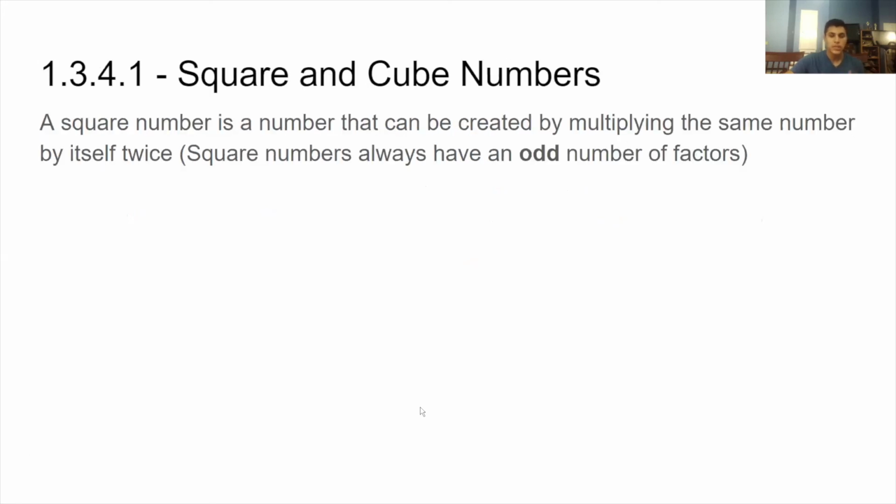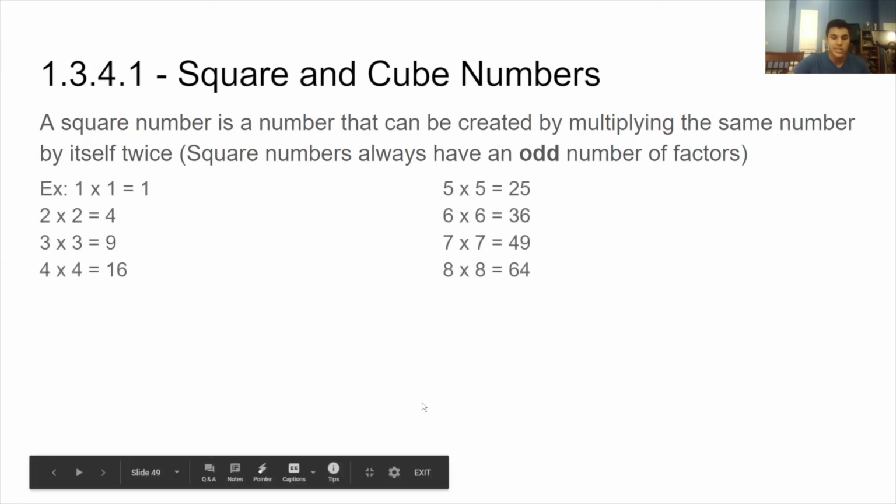Then we went over what square and cube numbers are. A square number is a number that can be created by multiplying the same number by itself twice, and we learned that they always have an odd number of factors, which I explained. And then we just looked at examples of a few square numbers all the way up to 64, which is our 8th square number.